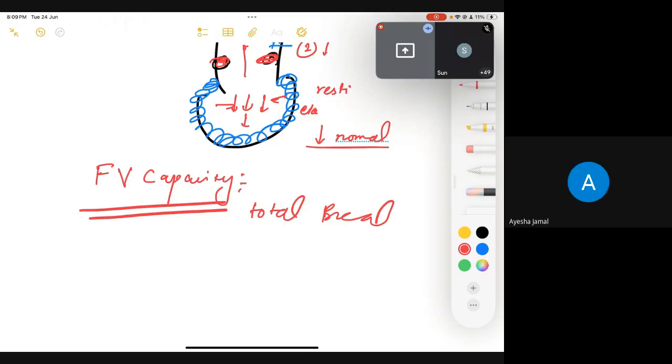So what happens in obstructive lung diseases? In obstructive lung diseases, the FVC is going to be decreased, right? Because we have an obstruction. We have air trapping. Not all of the air, as compared to a normal individual, can be expired due to that obstruction or resistance. Is it clear?